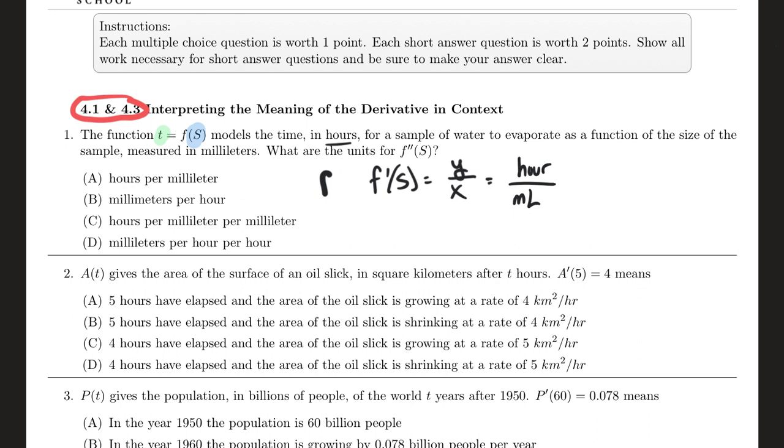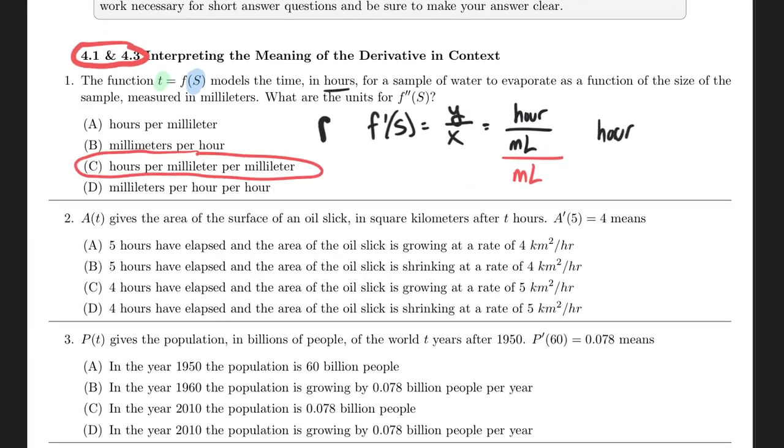So that's our derivative units. And then when we do the second derivative, we take this unit, the output of our first derivative, and we do one more of the input unit, so it's another milliliters. So it's going to be hours per milliliter, which makes our answer C. And again, it's a bit weird, but they're purposely making it weird where the hours is the output rather than the input.